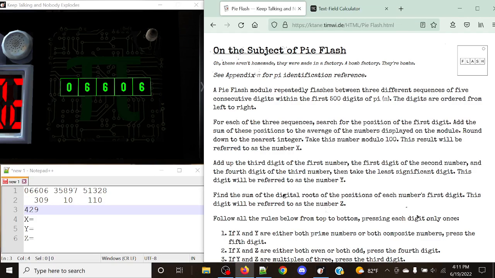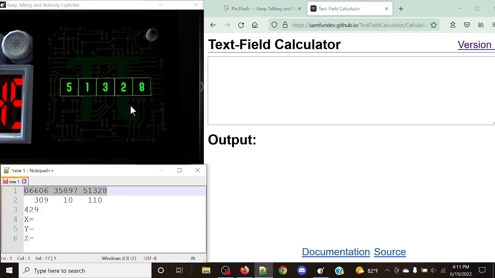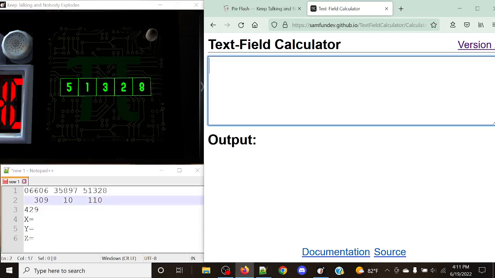And now what's going to happen here is that we need to do the average of the numbers displayed on the module. This is going to be worded a little bit weird, and it's very important that you follow along with what I'm doing here. We're going to take all three of these sequences and treat them as separate numbers. In this case, 6606, 35897, and 51328. And the way that average works is we're going to add up all these numbers together, and then divide it by the amount of numbers that we have present. In this case, 3. Not 15, because that would be counting each of the individual digits. That would be 3.